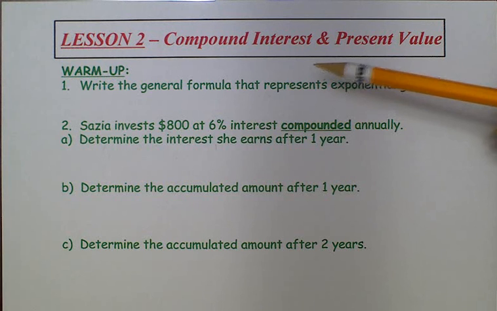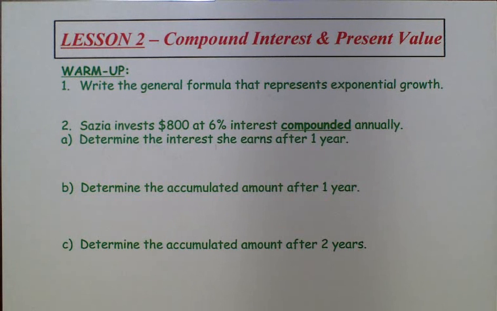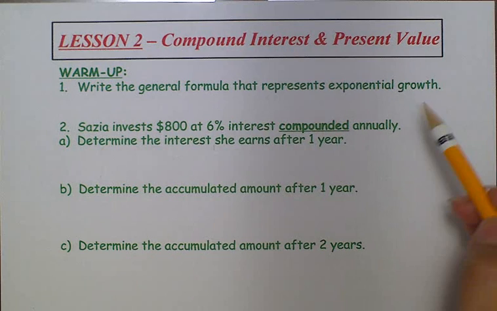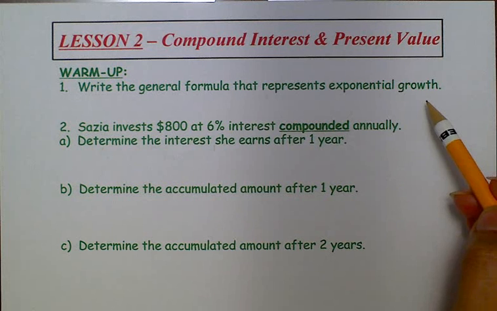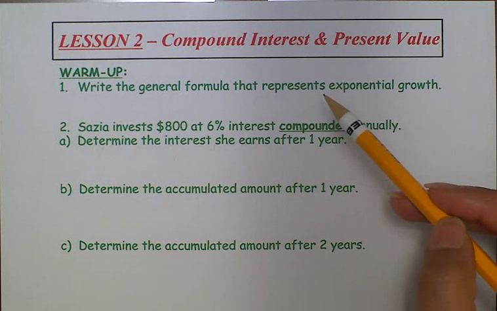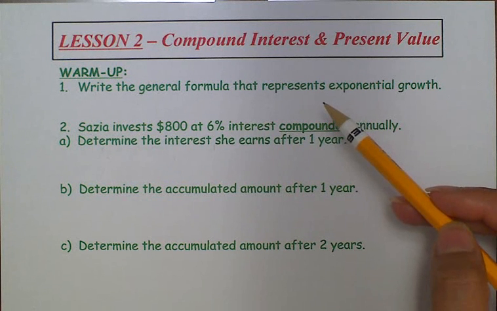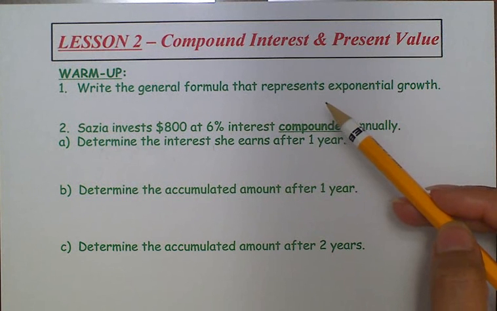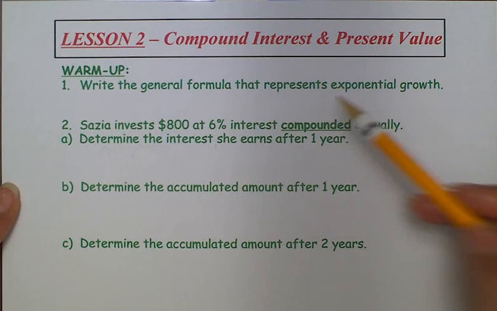Okay? So number 1, if we look at the warm-up, it says write the general formula that represents exponential growth. And the reason why I'm looking at exponential growth in this case is because in compound interest, you're earning interest on previously earned interest as well, and so it ends up creating an exponential growth in your investment.